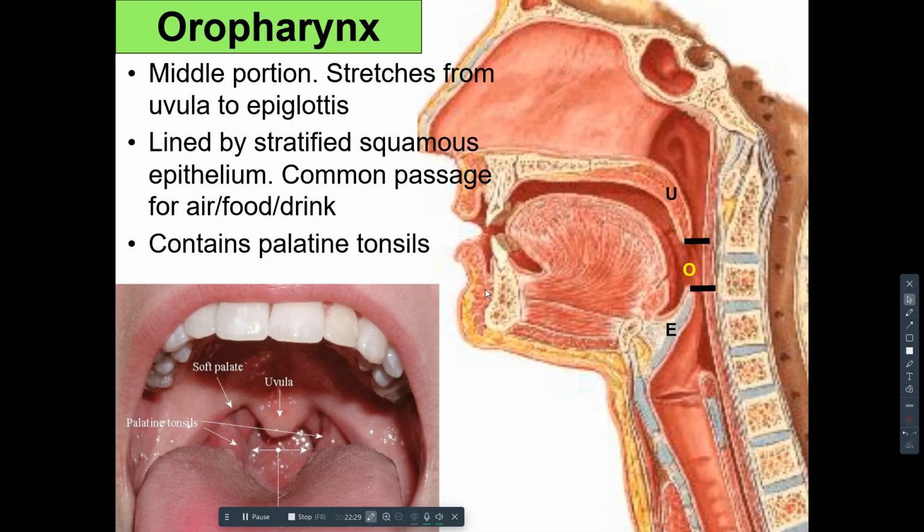Okay, let's jump down to the oropharynx. The oropharynx is that middle part of the throat, stretching from the uvula to the epiglottis. The lining here is going to be stratified squamous epithelium, because this is not an air-only passage, but food and drink goes through here as well. So we need the greater protection provided by stratified squamous epithelium. And we will have the palatine tonsils basically in that lateral wall right there.